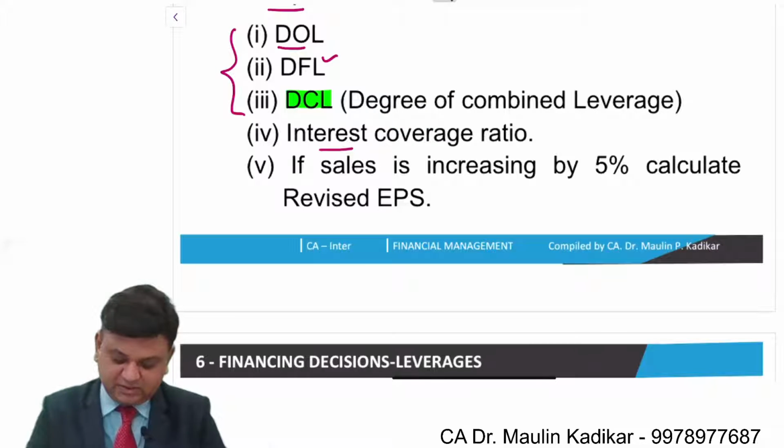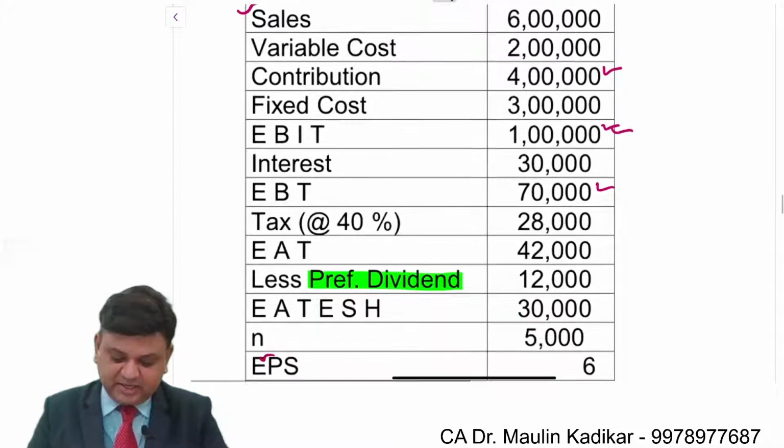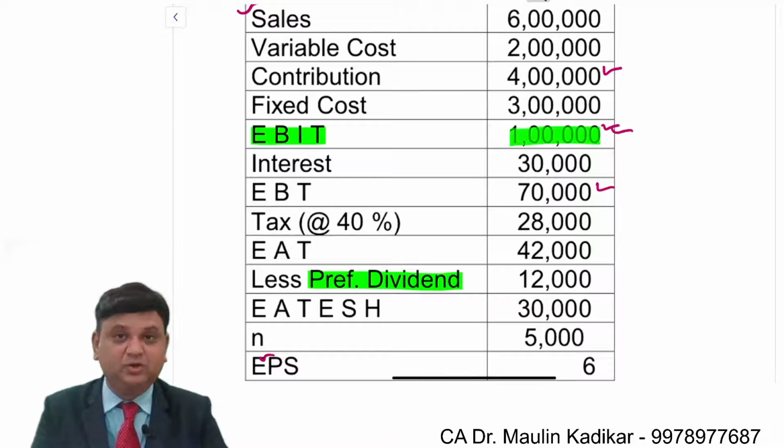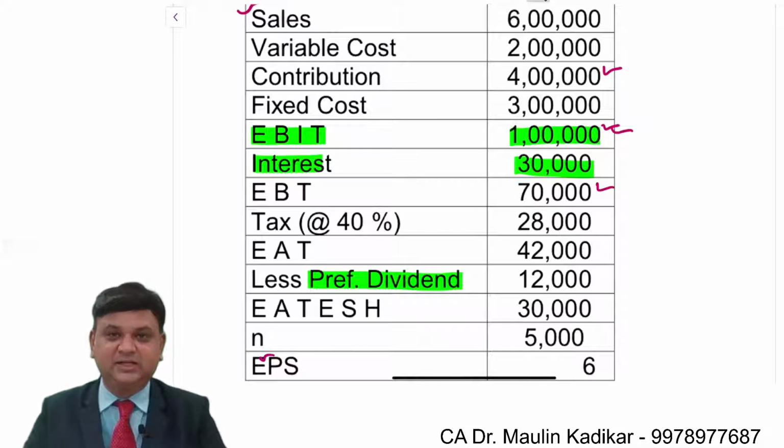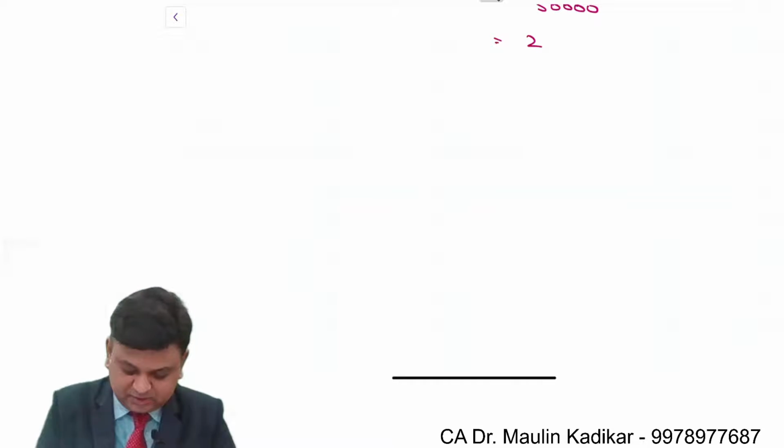Next question is calculation of the interest coverage ratio. It is calculated using the information about the operating income, which is an amount of 1 lakh rupees, and the amount of the interest, that is 30,000. Using those two we will compute the interest coverage ratio.